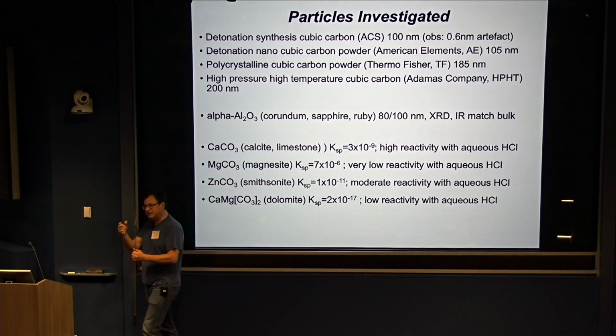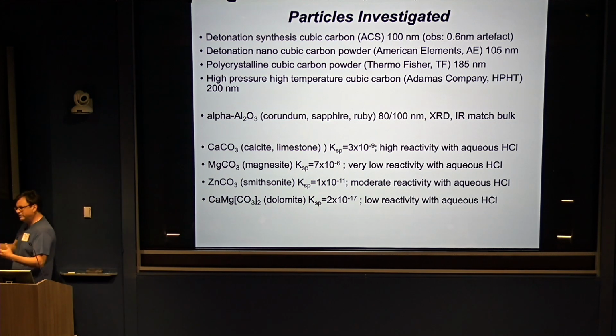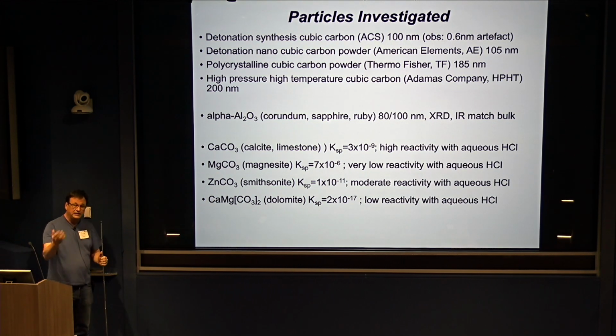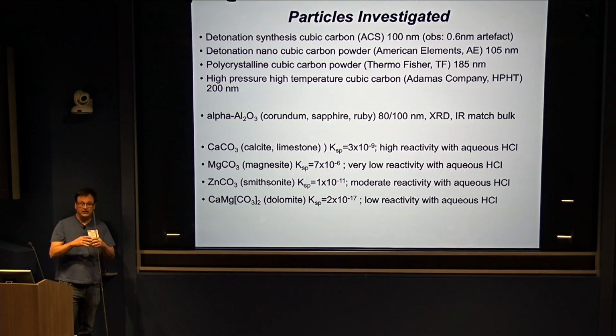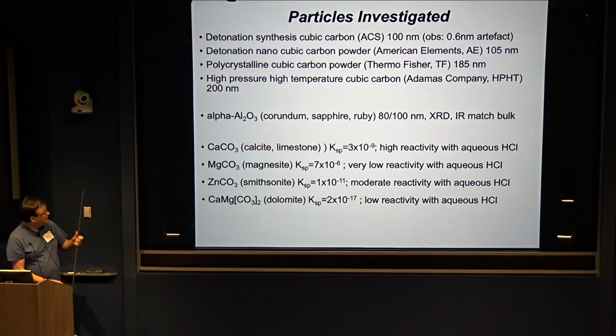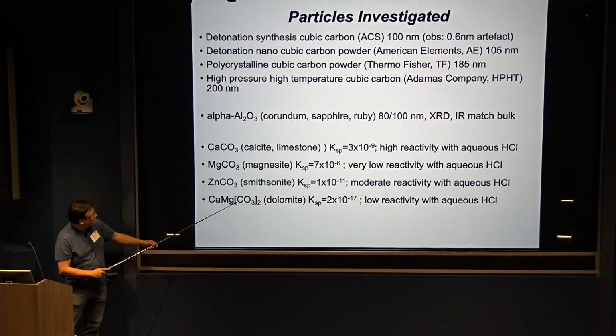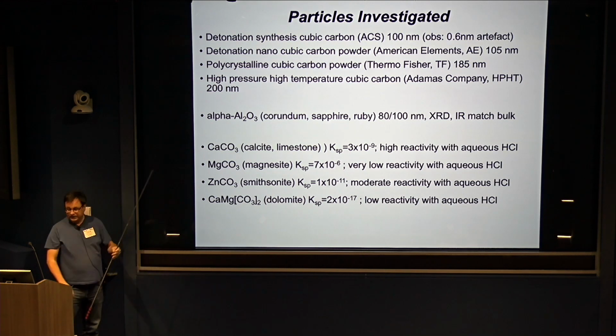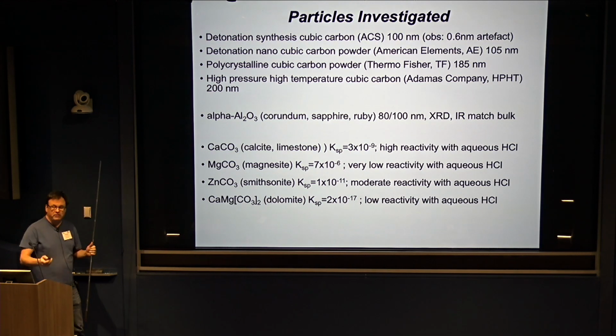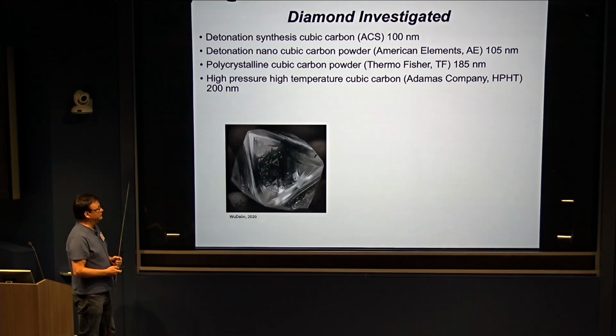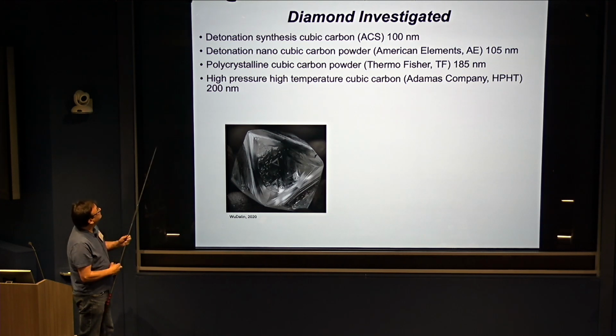So by choosing different carbonates, we can start looking at a relationship between how soluble it is and how reactive it may be with HCl. Ideally, we want it not to be reactive with HCl because the chemistry gets complicated. And the other thing, of course, is we're also looking at dolomite, which is in between. These are all very earth-abundant. We have huge amounts of wind-blown dolomite mineral dust, for example, in the atmosphere. So let's start with diamond.